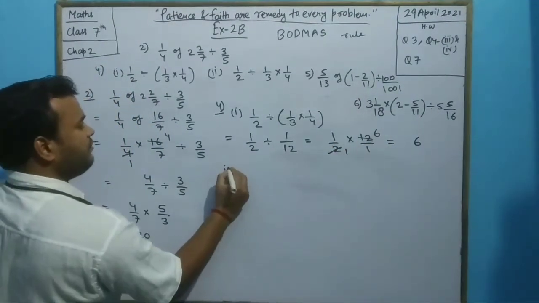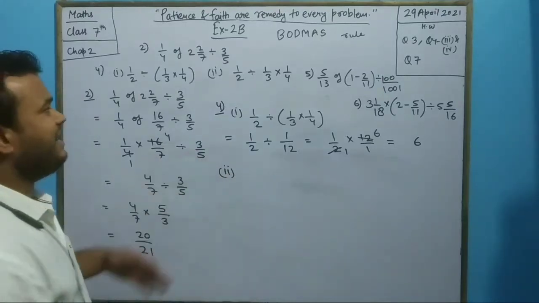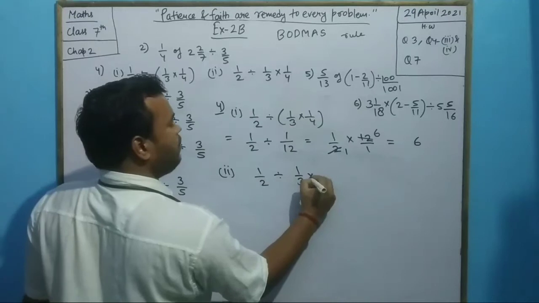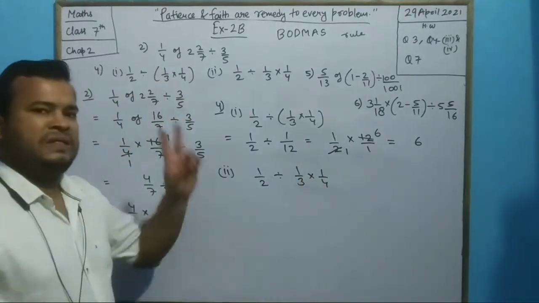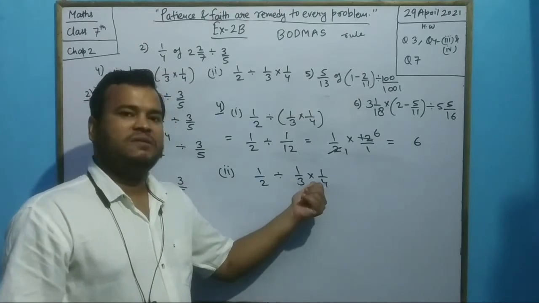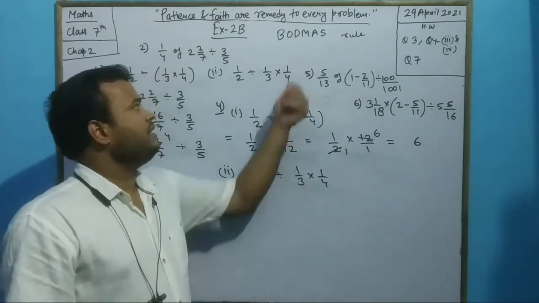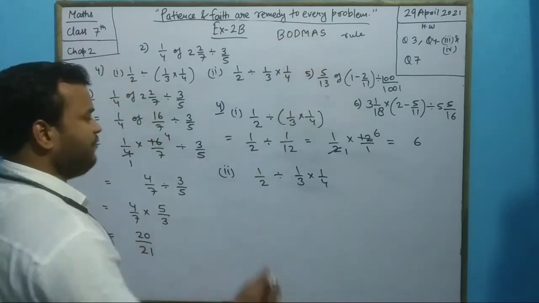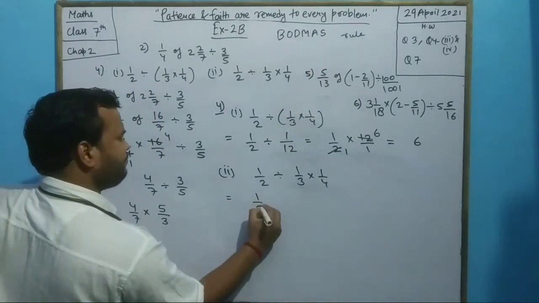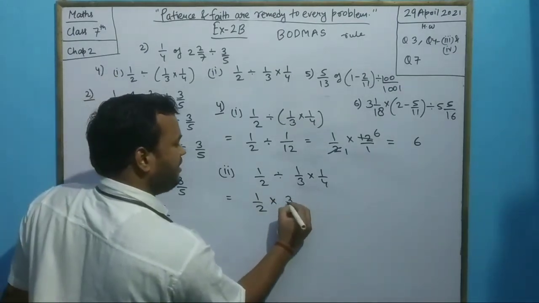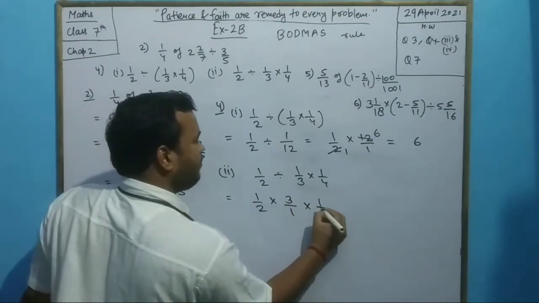Let us see the second part of question 4. What is that? It is 1 upon 2 divided by 1 upon 3 into 1 upon 4. Here there are two operations. First is division, another is multiplication. Division comes first, multiplication comes later on. So operate division first. What is that? Division converts to multiplication. We will take the reciprocal, that is 3 upon 1, and that is 1 upon 4.